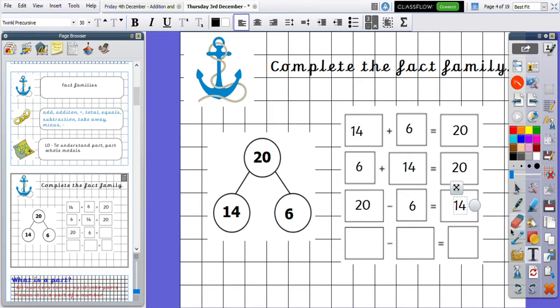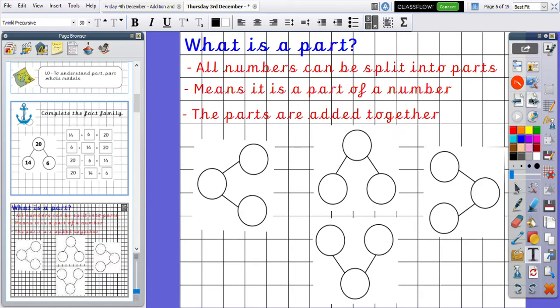Now for my second subtraction sentence, again I'm going to start with 20 because it is my biggest number and it's a subtraction sentence. And I am now going to take away the 14, which will then leave me with my 6, because I've done 20, take away my 14, which will leave me with 6. Fantastic. I hope you have all done really well with that. So now let's move on to today's lesson.